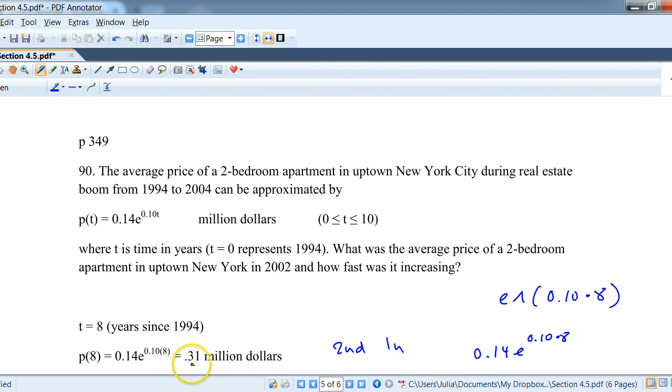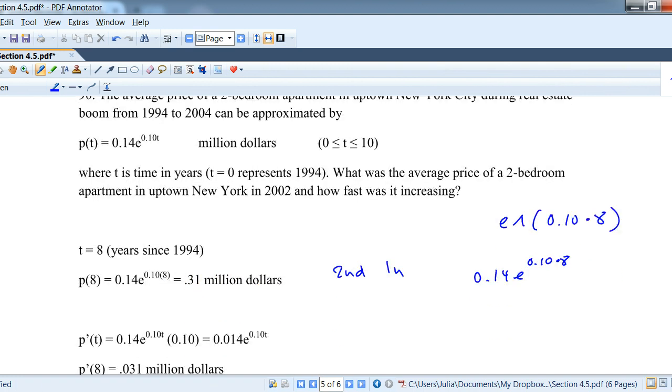And in the homework, it's asking you to do it to 2 significant digits, which means non-zero digits after the decimal, which in this case is $0.31 million. For the exam, you can actually multiply by $1 million and get it a little bit more exact. Okay.